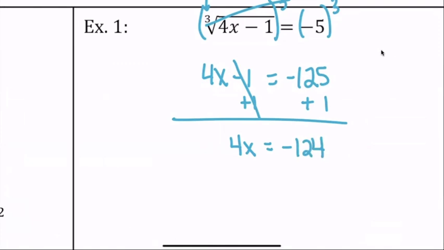And then I have 4x here. That's being multiplied. So I would just divide because that's the inverse of multiply. And then let's type this in the calculator. It tells me -31 when I do that.